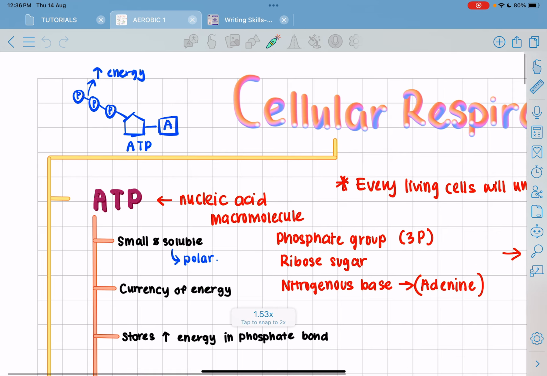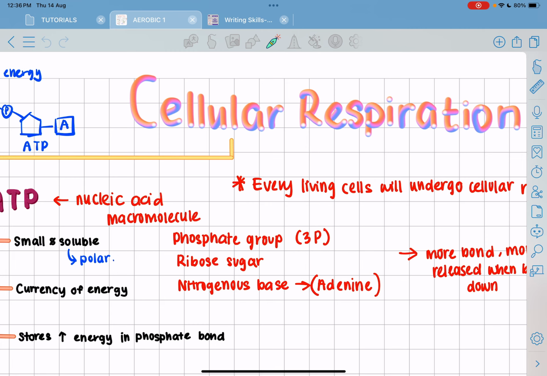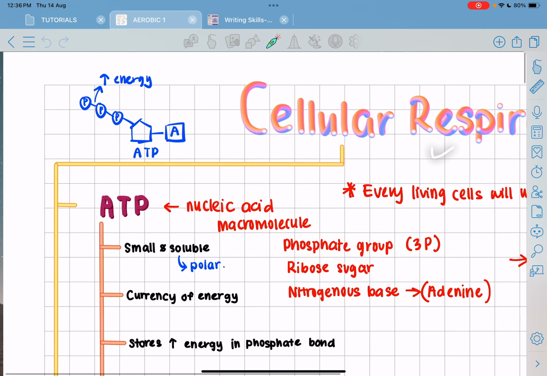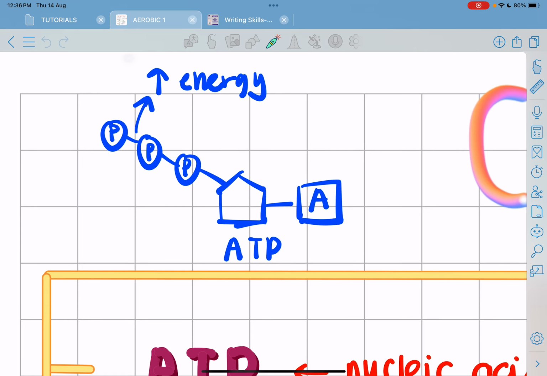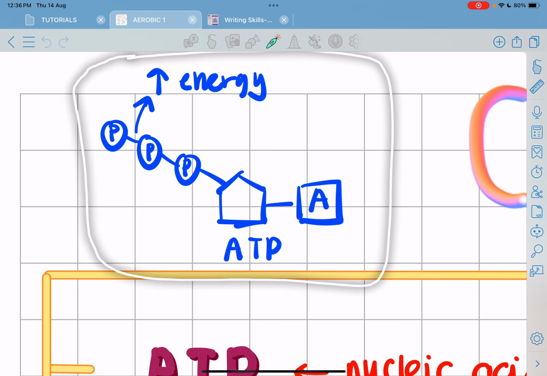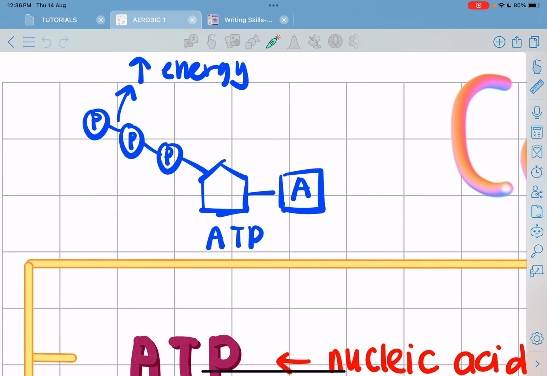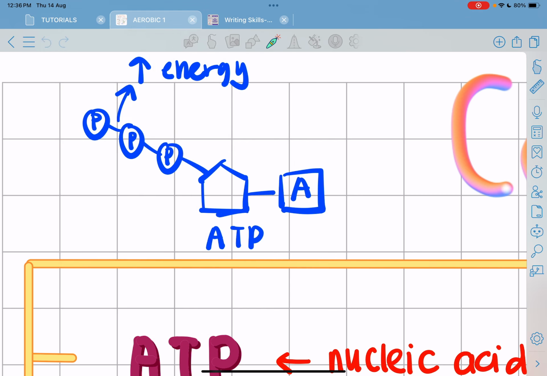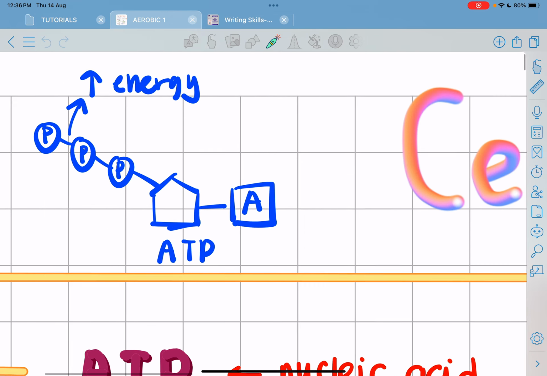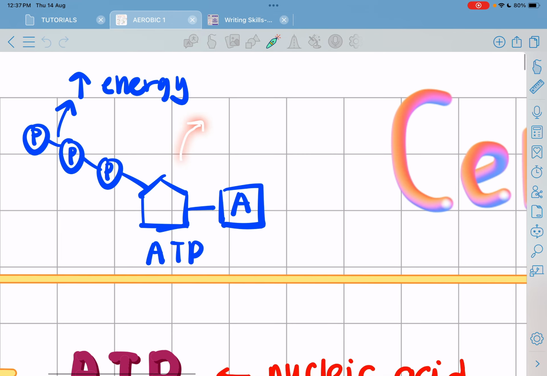Okay, so basically, before we go anything, you need to understand that right now we're doing cellular respiration, right? Before anything, I need you to look at this. This is how the structure of ATP will look like. Now ATP, you need to understand that it is made out of macromolecule, the nucleic acid, as macromolecule.